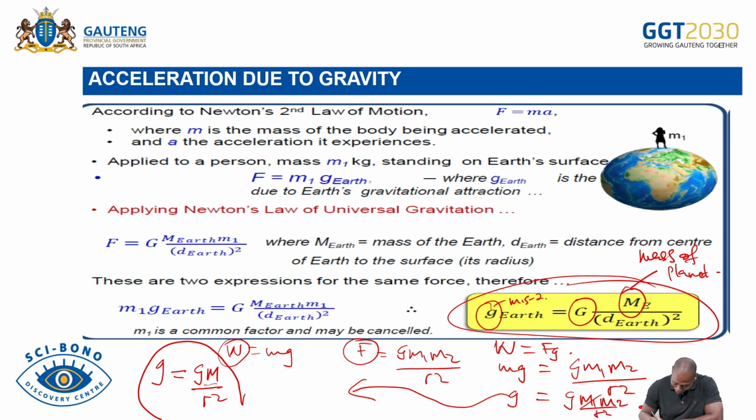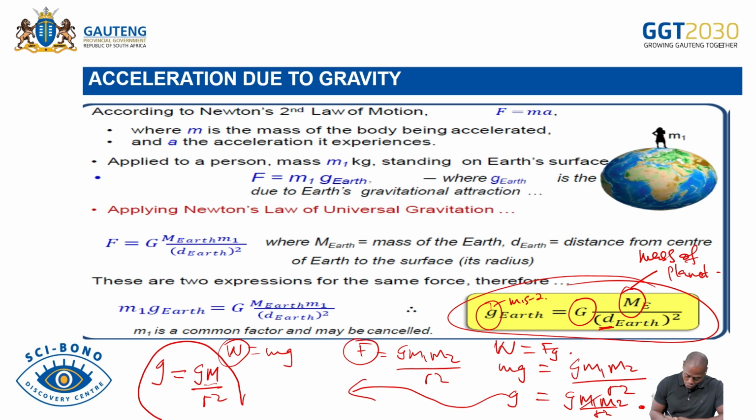But m is the mass of the planet. Let's not forget that. M is the mass of the planet that you are dealing with. If you are dealing with Mars or Earth, m will be the mass of that planet. What about r? R is not the distance, but the radius of that planet. If you are dealing with planet Earth, r will be the radius of the Earth. If you are dealing with planet Mars, m will be the mass of Mars, and your r will be the radius of planet Mars. That is very, very important.